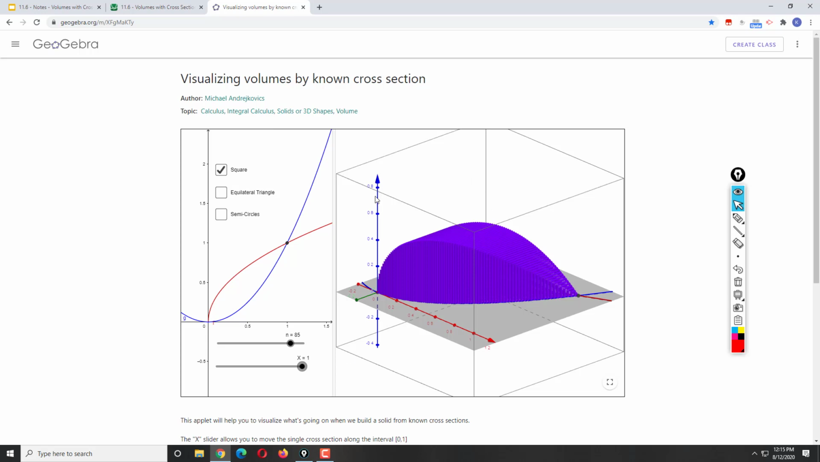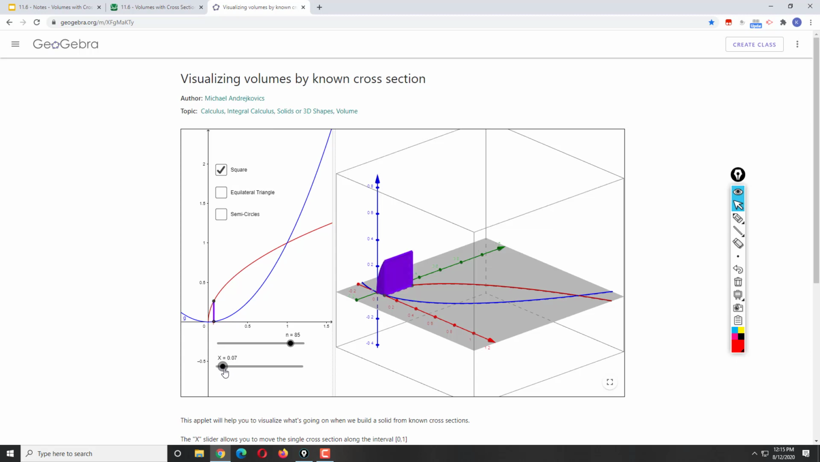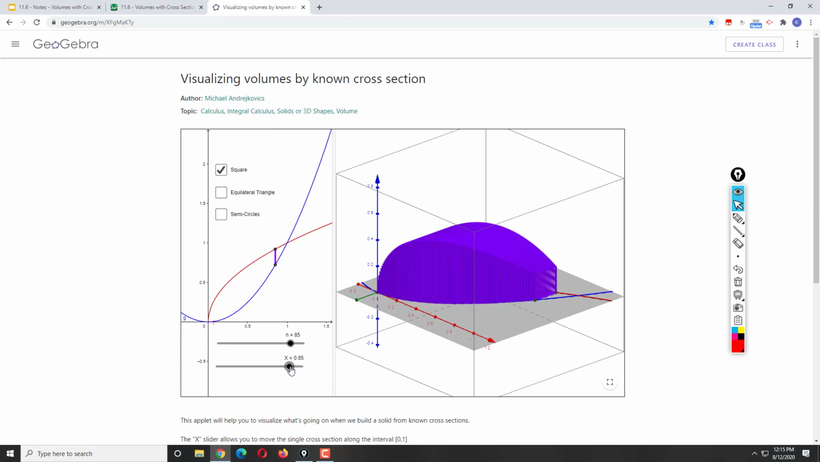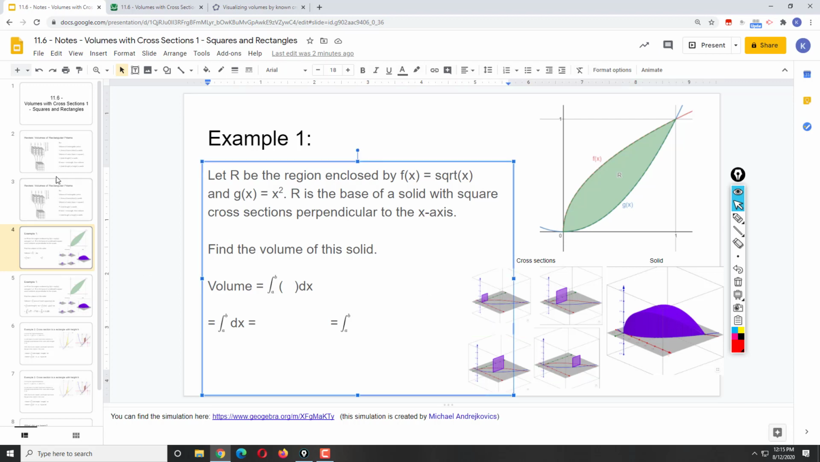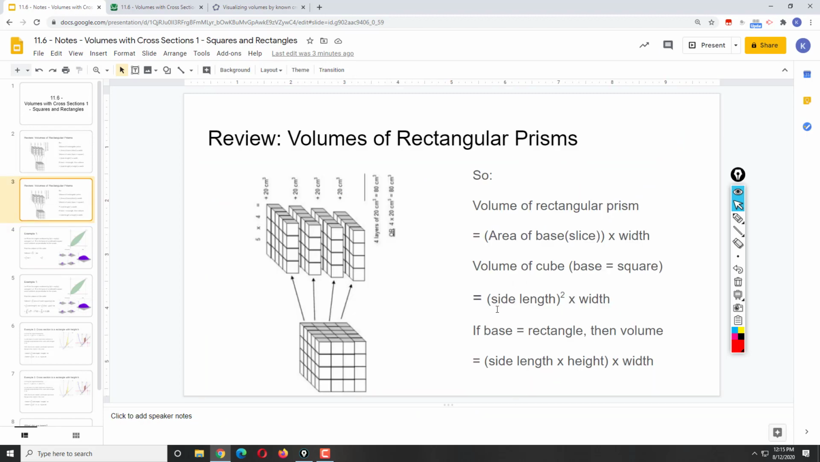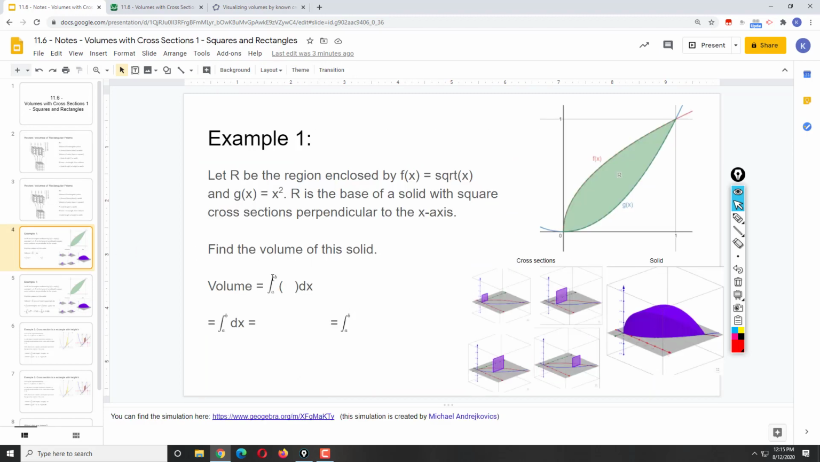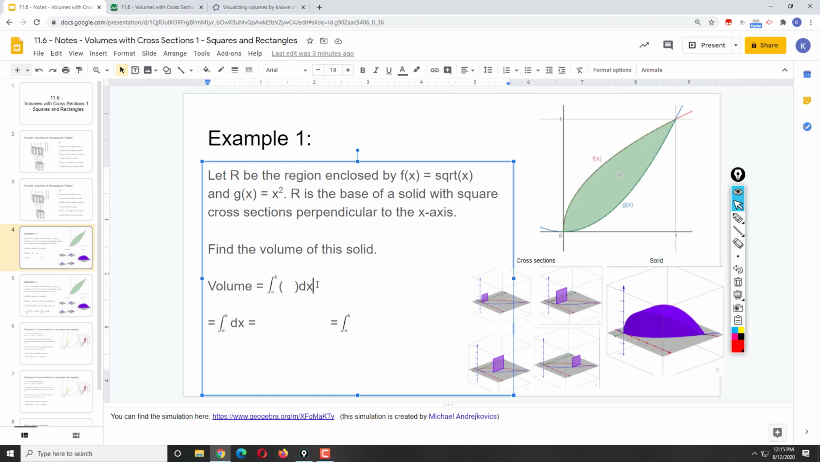We are trying to find the volume of the solid. The solid is the sum of the areas of all of these cross-sections. They're all squares. So here's our solid, and we're adding up a bunch of different cross-sections. Well, the volume of the solid, as we saw earlier, is like a cube, so it's side length squared times width.